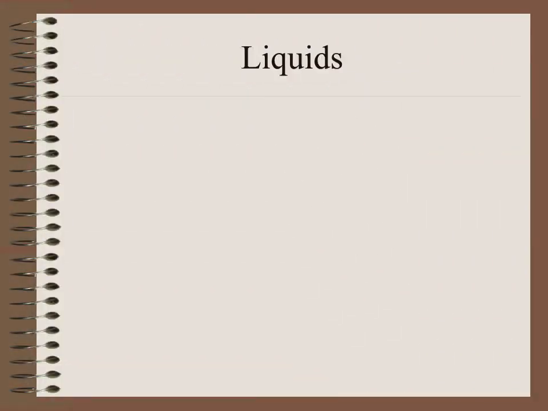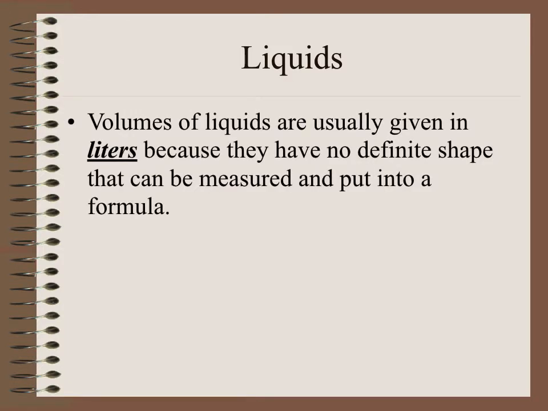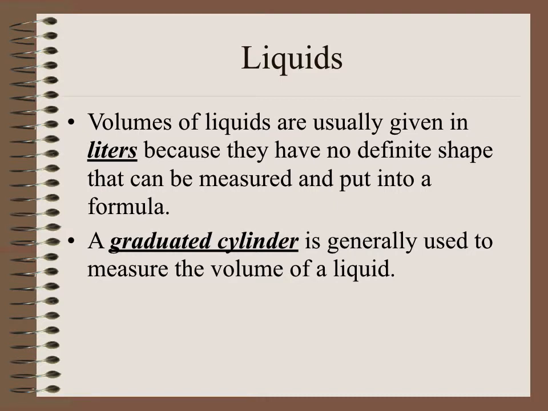Let's move on to liquids. Liquids are a little bit different than solids in that they take on the shape of their container. And as such, we can't really measure their length, their width, or their height. So volumes of liquids are usually going to be given in terms of liters, because they have no definite shape. The device that we usually use to measure the volume of a liquid in science is called a graduated cylinder. It gets its name because it is a cylinder and it is graduated. By graduated, we mean that it is broken up into smaller parts.